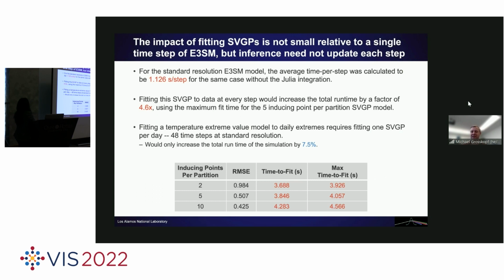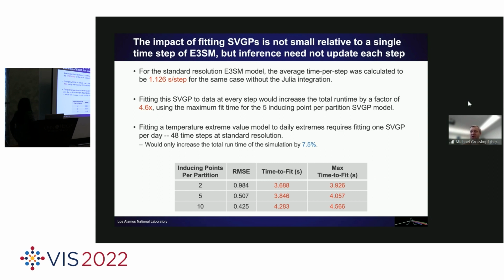Well, the time to fit there is 3 or 4 seconds, and one time step of E3SM is a little over 1 second. So fitting a sparse Gaussian process every time step would increase the full computation time by 4.5 times. But on the other hand, we want to do things like extreme value modeling or just fitting surfaces at different intervals. We don't need to fit every time.